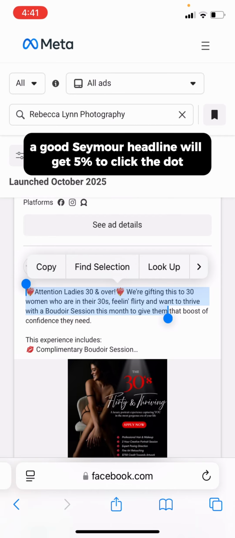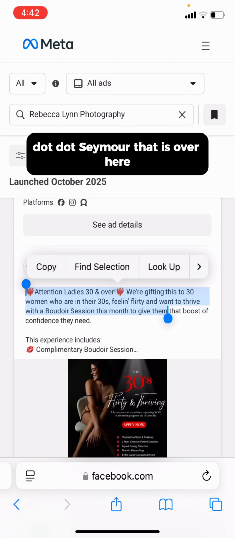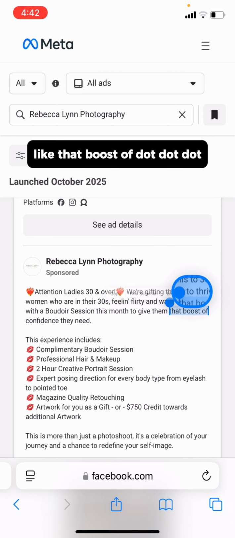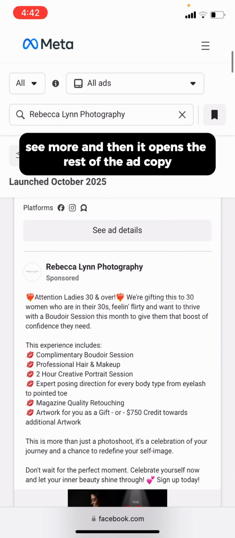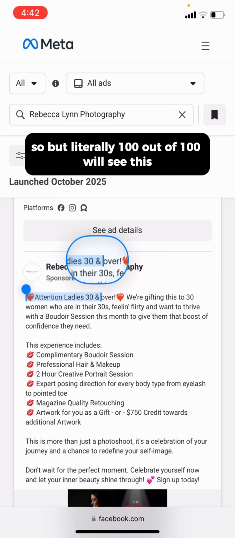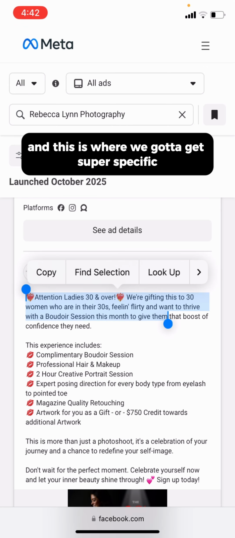A good See More headline will get 5% to click the see more, that is over here, like that boost of see more, and then it opens the rest of the ad copy. But literally 100 out of 100 will see this. And this is where we gotta get super specific.